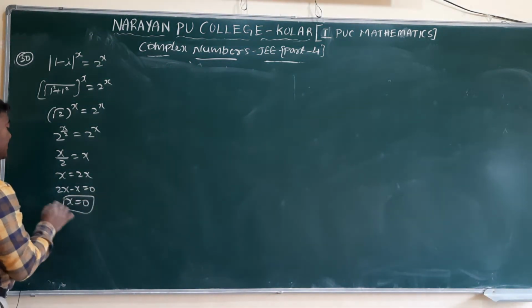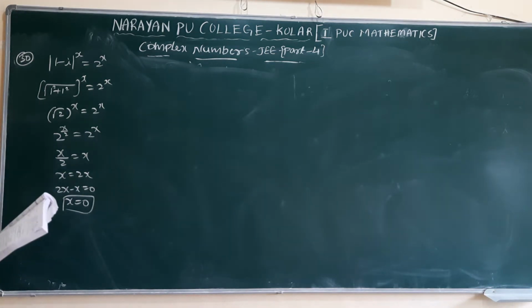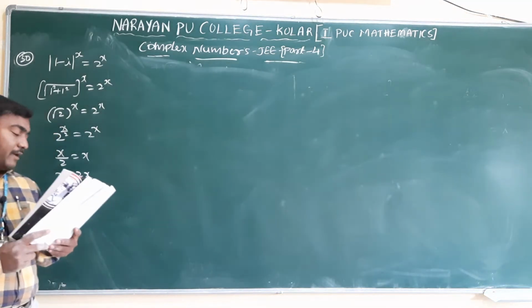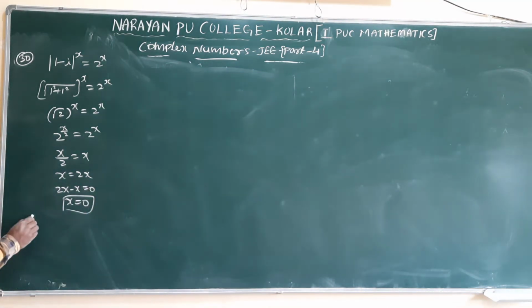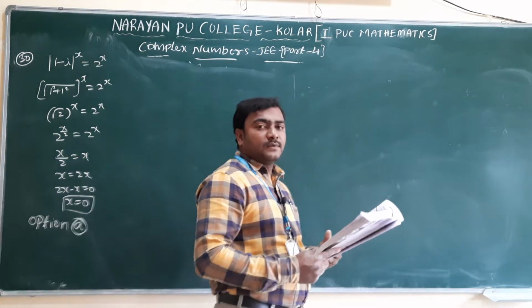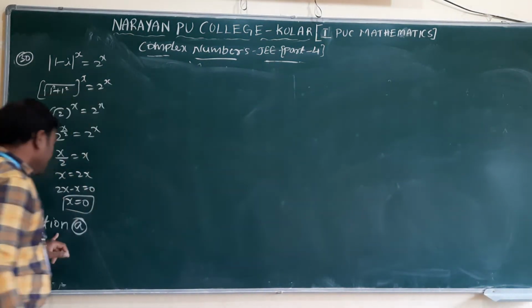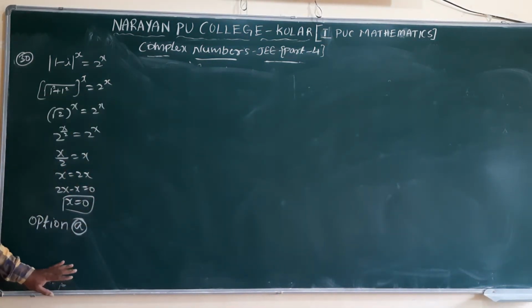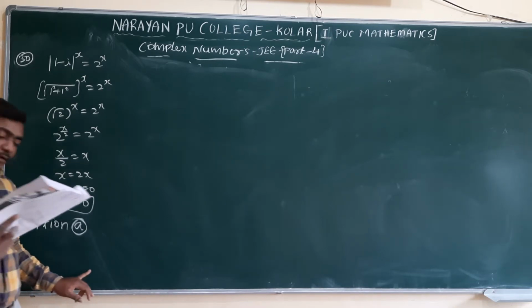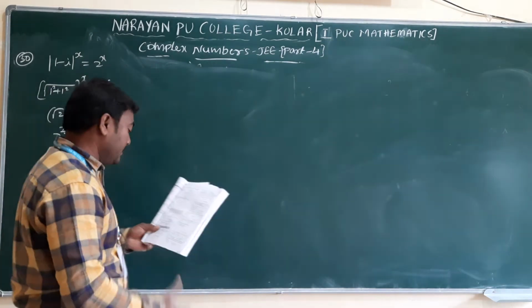So x is equal to 0 is the answer, but in the options there is a mistake, so we have to correct it. Option A is the correct option, x is equal to 0. So change option A; in place of what we have taken, put 0.